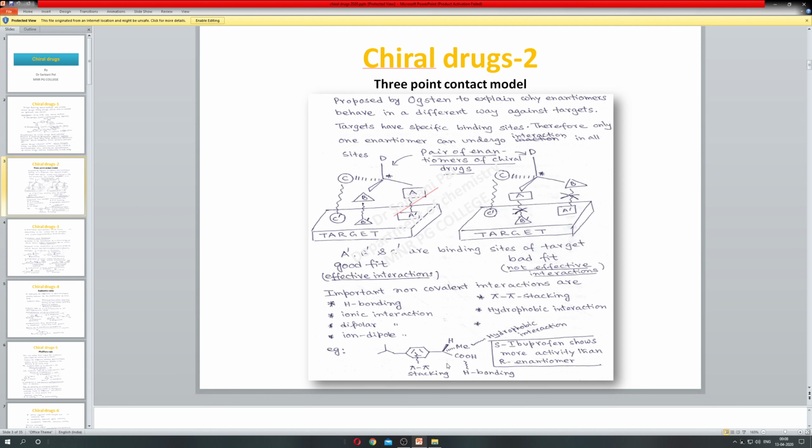Now when this molecule interacts with its target, there will be three interactions. The benzene ring undergoes pi-pi stacking, the carboxylic acid undergoes hydrogen bonding, and the methyl group undergoes hydrophobic interaction with its target. And these interactions are more effective in the case of the S absolute configuration rather than the R absolute configuration. Means R-ibuprofen undergoes less interaction with its target.